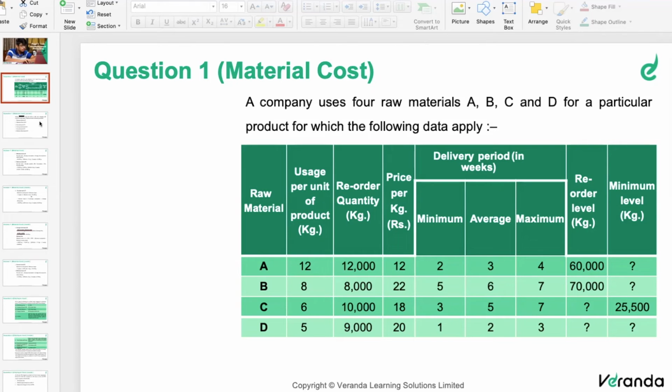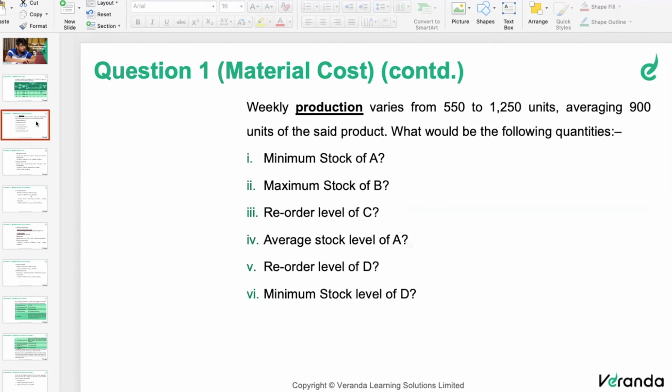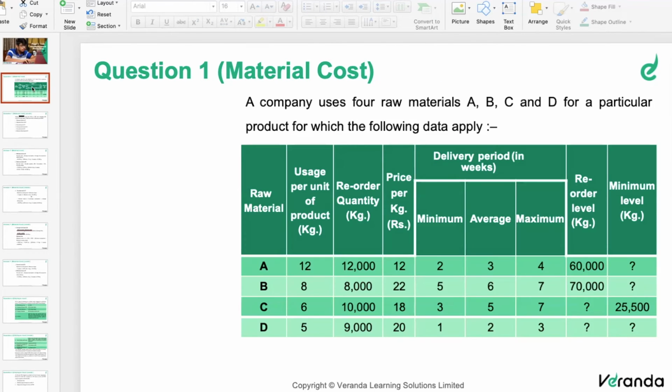Yes, sir. Now, danger level for B. What is the answer? 22,000 kgs. First answer 22,000. What about others? 22,000. Okay. How come 22,000?